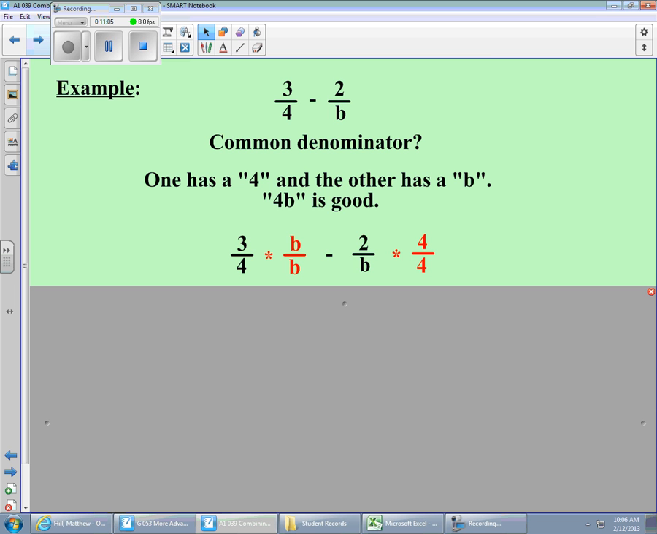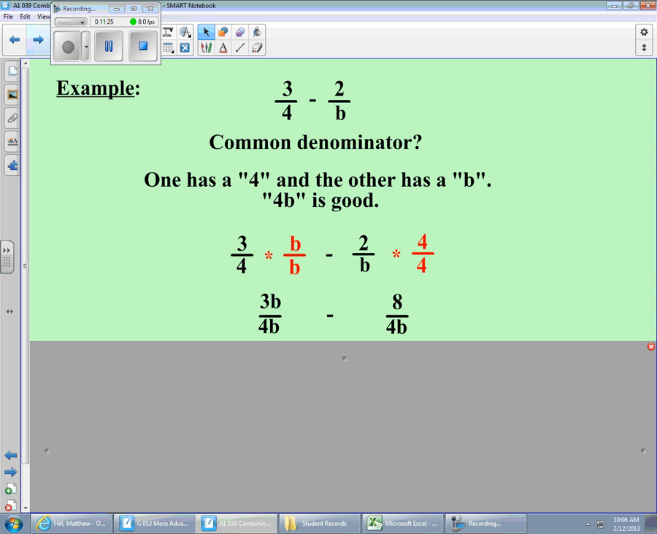All right, what's our new numerator going to be on the left? 3b. The denominator under it will be 4b. What's the numerator on the right? Not 6. 2 times 4, 8. And underneath, 4b. Denominators are common.